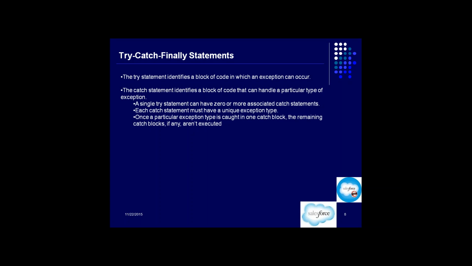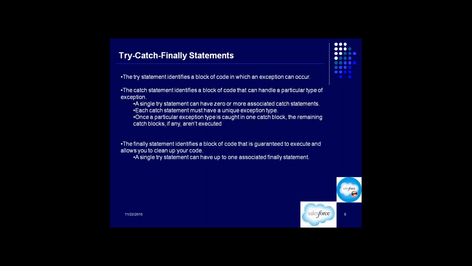Each catch statement must have a unique exception type. There is an exception type that you have to assign for the catch statement. Once a particular exception type is caught in one catch block, the remaining catch blocks, if any, aren't executed. So the moment it finds one exception, if you have written 5 catch statements, it will stop the execution there itself. It will not go and catch other things because the code already has an exception and it cannot move further. So there is no point actually going and catching other exceptions. Right?